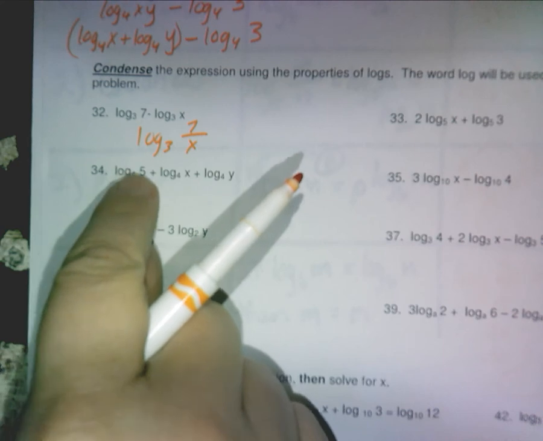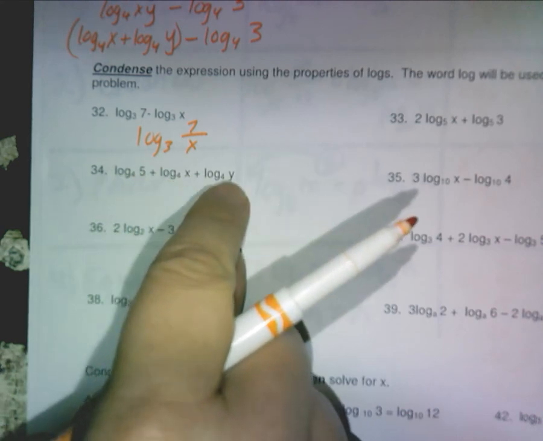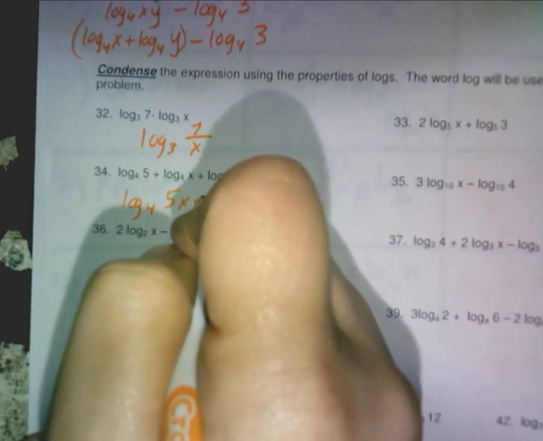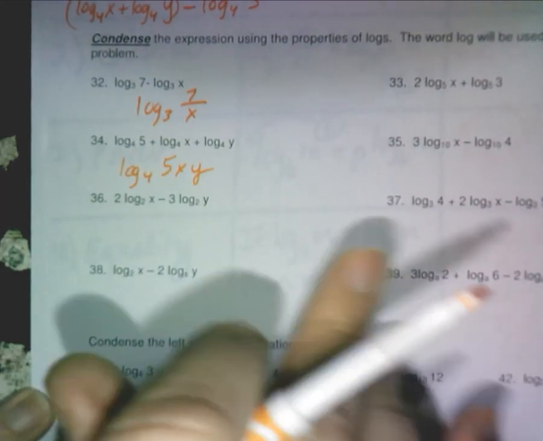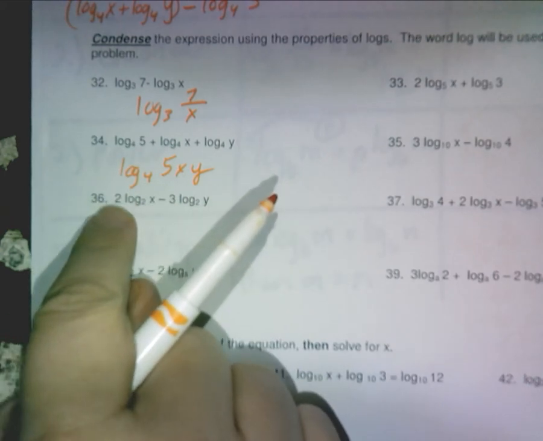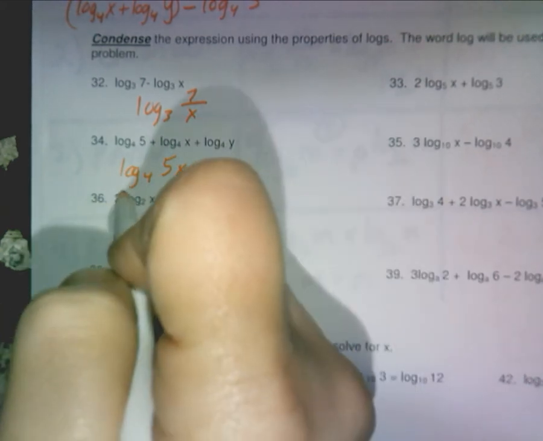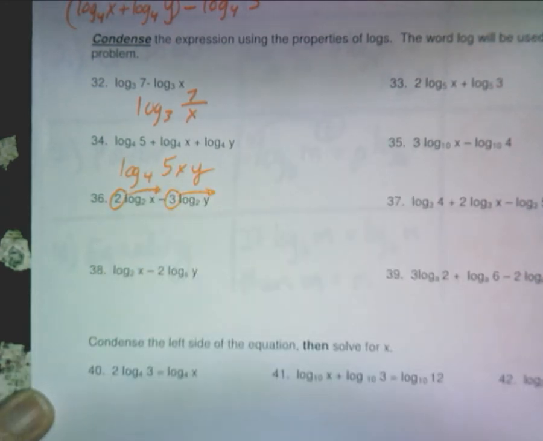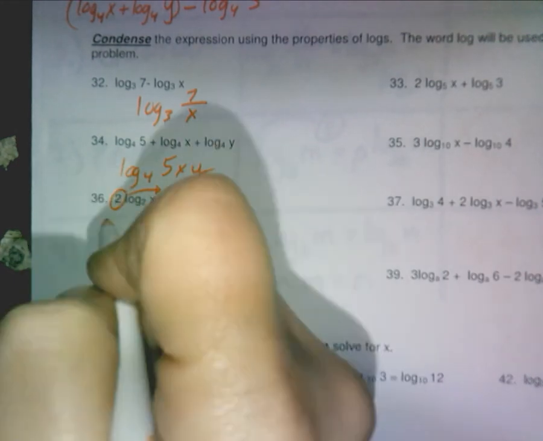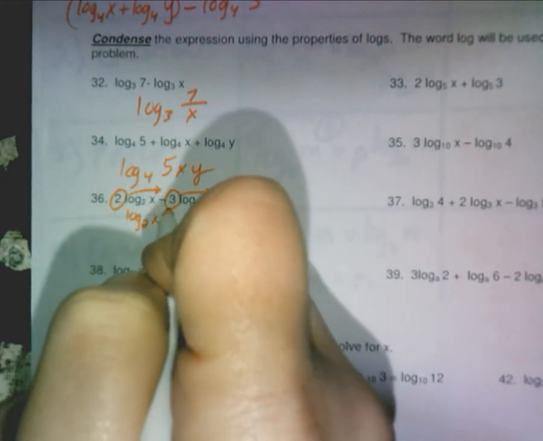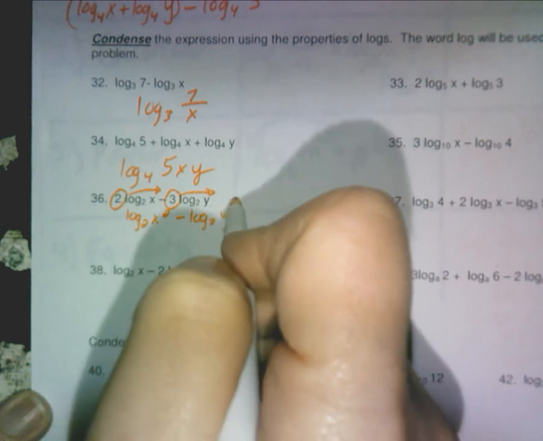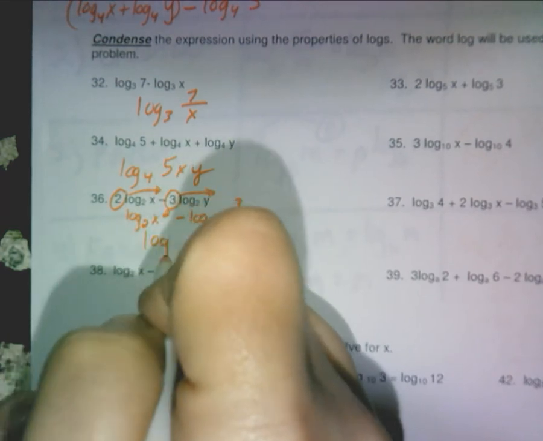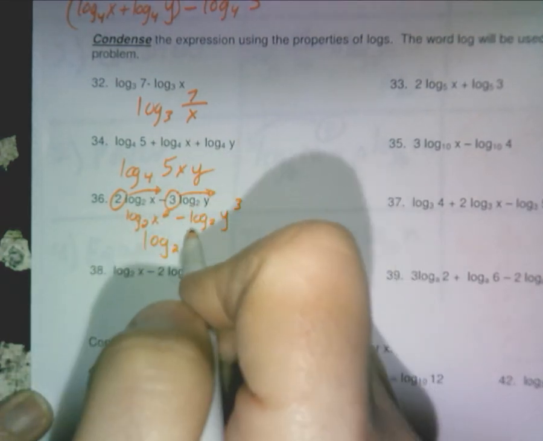All right, this one, log base 4 of 5 plus log base 4 of x plus log base 4 of y would be log base 4 of, what am I just going to write? 5xy. Correct. 5xy. Easy stuff. Anytime there is a number in front of the x, you're going to want to do that first. So bring this 2 to the power of x, bring this 3 out to the power of y. So really this is log base 2 of x squared minus log base 2 of y cubed. And now you should be able to rewrite this. What would that be? Log base 2 of x squared over y cubed.